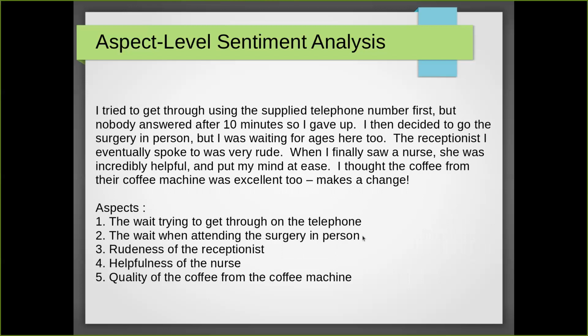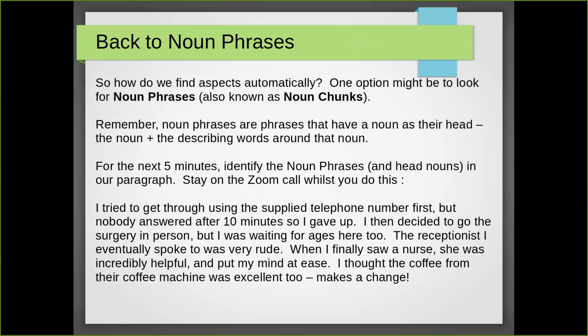So we can see that quite easily. If we were to read that, we can pick that out. But we need to get a machine to be able to do this, because we can't sit down through 100,000 reviews and pick out all the different aspects so that we can feed it into our AI. It's going to take too long. So how might we find these aspects automatically?